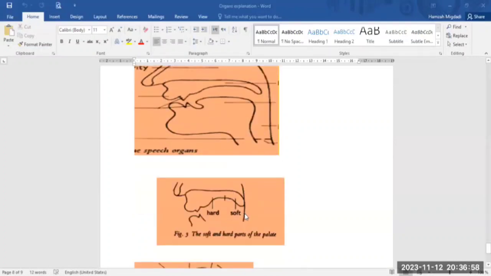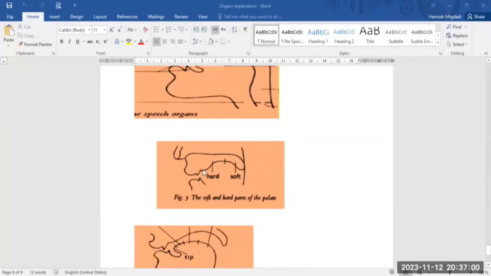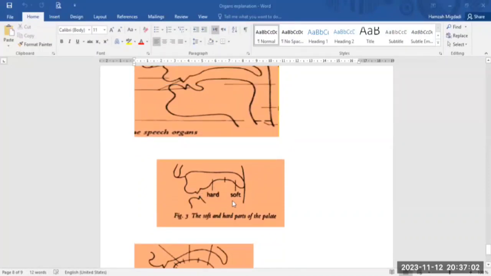Now moving on, this is the palate, hard and soft. But we have here, at the back of the front teeth, there's a part. It's called what? The alveolar ridge.